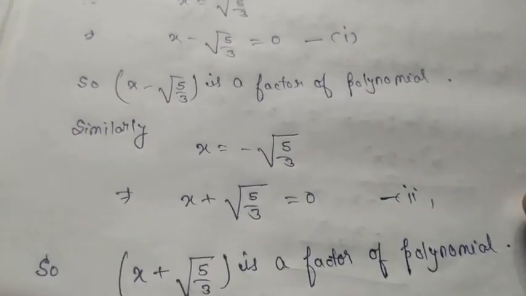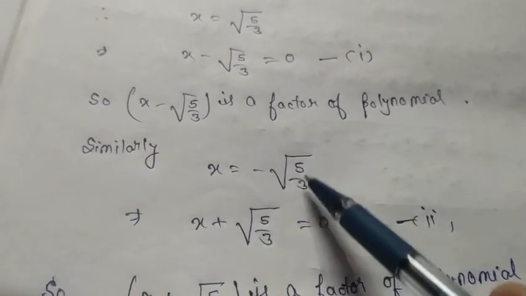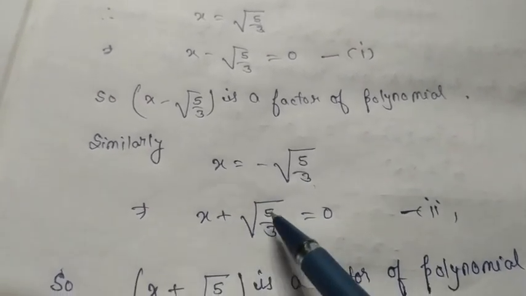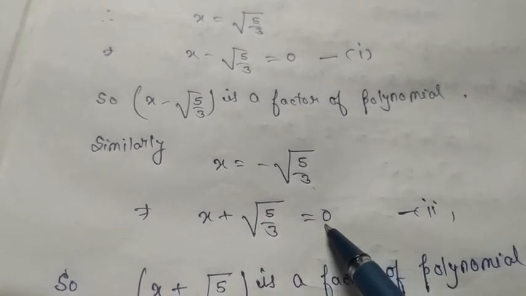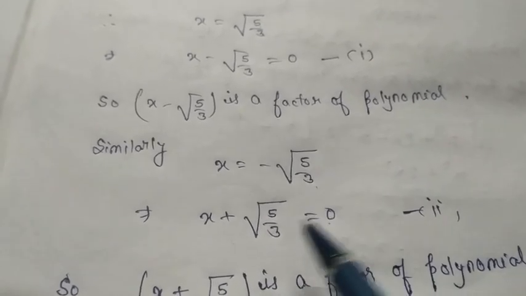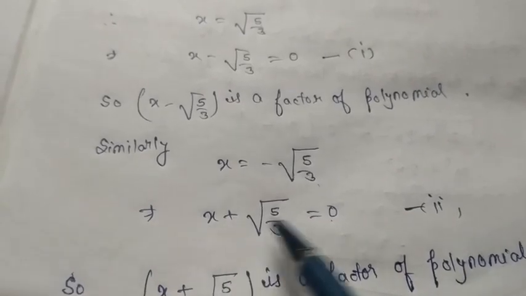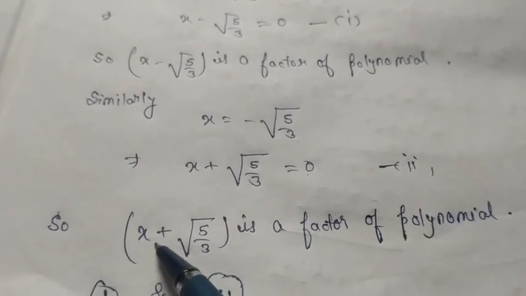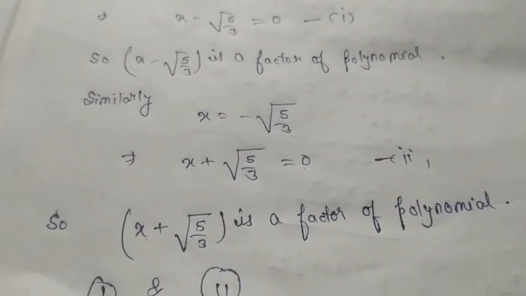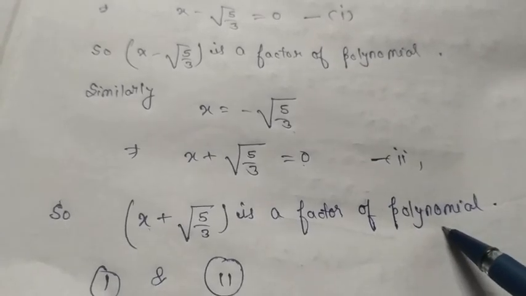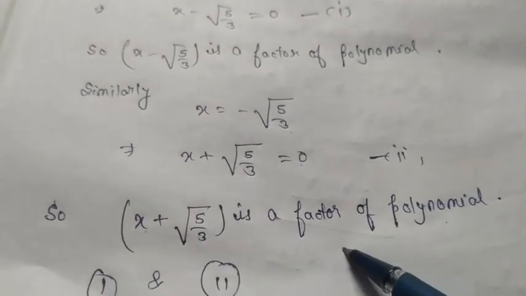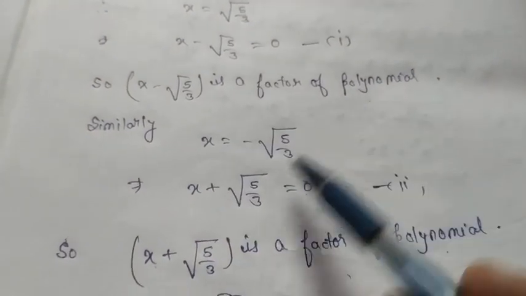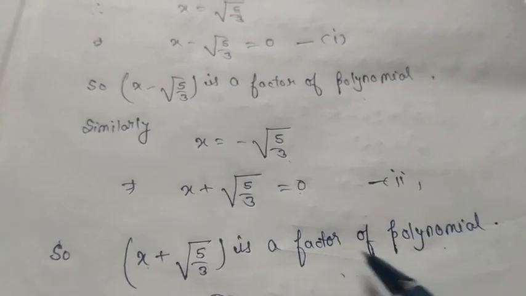Now again same thing, x is also equal to minus root 5 by 3. So transfer this to this side. So x plus under root 5 by 3 is also equal to 0. ठीक है, अब देखिए, it is also equal to 0, so now it is equation number 2. So we can see x plus under root 5 by 3 is also a factor of the polynomial, same like in previous part. Now see children, x minus under root 5 by 3 is a factor of polynomial and x plus under root 5 by 3 is a factor of polynomial.